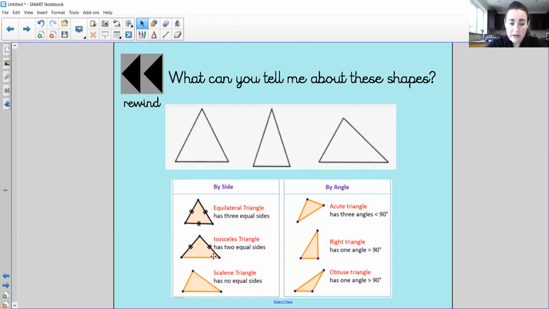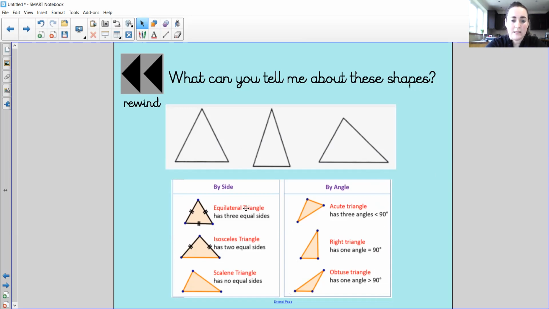An isosceles triangle has got two equal sides. Okay, an isosceles has two equal sides, and a scalene triangle, bear with me here, has no equal sides. Okay, and you'll notice that we've got a right angle on one of these, and none of these have got an obtuse angle, but we could measure the triangles by angle as well. So this is what we're going to be looking at today.